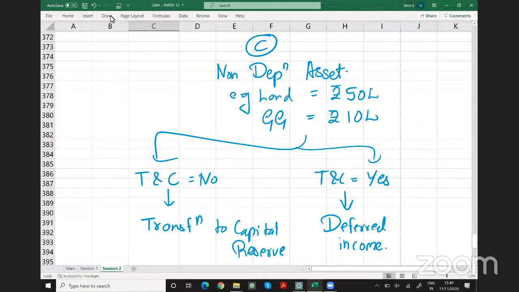So in the current year I've done only 30% repair, sir. So 10 lakhs into 30%, 3 lakhs should be credited to your profit and loss. Sir, in the second year I have done 50% repairs. So 10 lakh into 50%, 5 lakh should be credited to your profit and loss. Sir, in the third year I have done 20% repairs. So 10 lakhs into 20%, the remaining 2 lakhs should be credited to your profit and loss account. This is the system or the concept of deferred income.